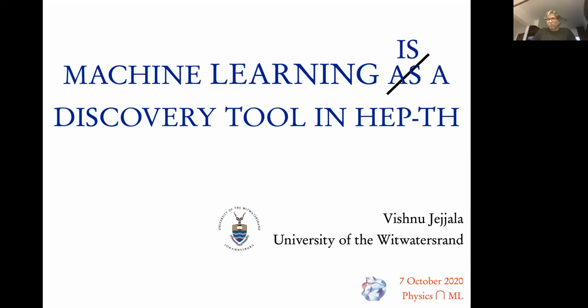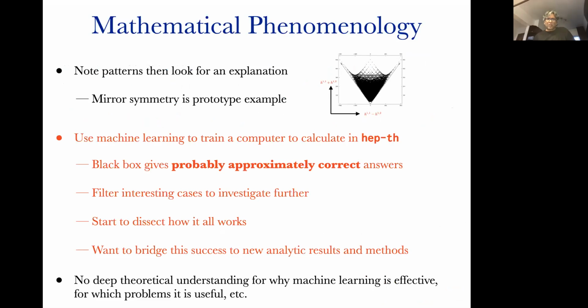So we're going to proceed with some case studies where machine learning has proved useful and may indicate the existence of analytic formulas for us to discover. Broadly speaking, this area is maybe called mathematical phenomenology. We note patterns and we look for an explanation. The canonical example of this may be mirror symmetry. So the logo for Physics Meets Machine Learning is a Calabi-Yau manifold.